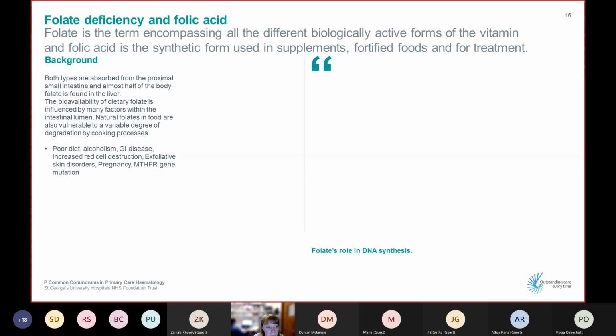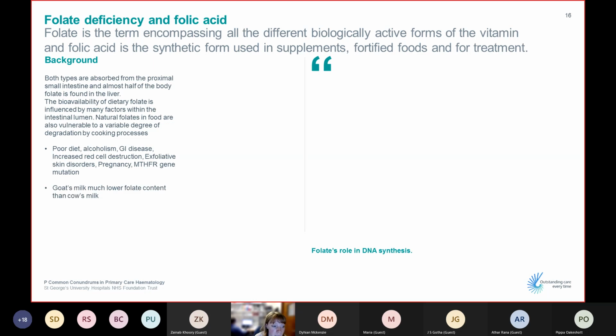But folate deficiency is commonly associated with poor diet, high alcohol intake, GI disease, conditions where there's increased red cell destruction. This could be something where there's chronic hemolysis, such as sickle or thalassemia, exfoliative skin disorders, pregnancy, and rare conditions such as MTHFR gene mutations.